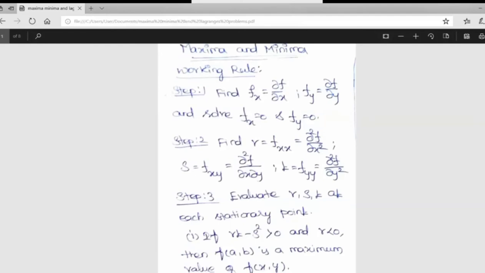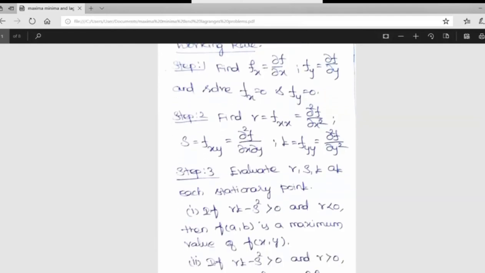And what is step 2? In step 2 we should know the meaning of R. R is nothing but dou square f by dou x square. It is the differentiation of what we already got as fx; we differentiate that function once again with respect to x. Similarly, S is dou square f divided by dou x dou y. That is, we can differentiate fx with respect to y or fy with respect to x. Both are possible. Similarly, T is f of yy, which means we differentiate fy with respect to y once again. So basically, you should know the values of R, S, and T.